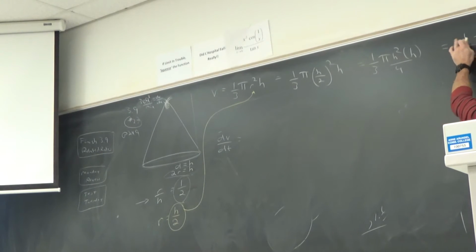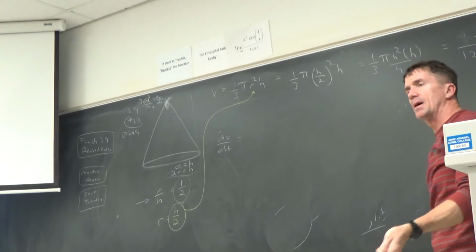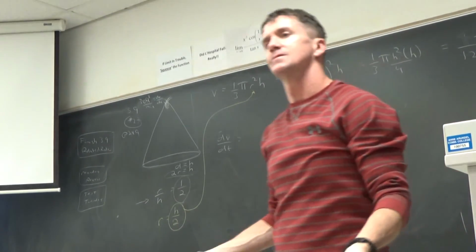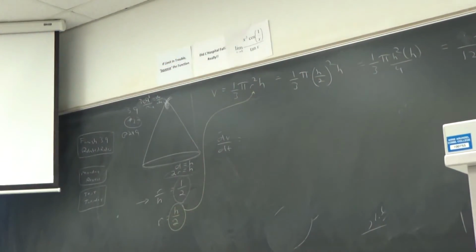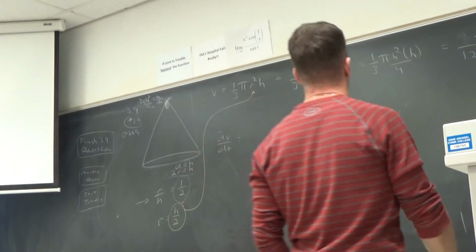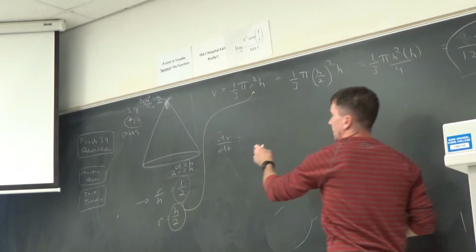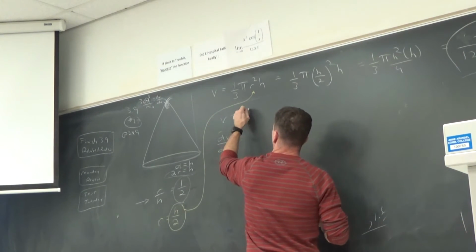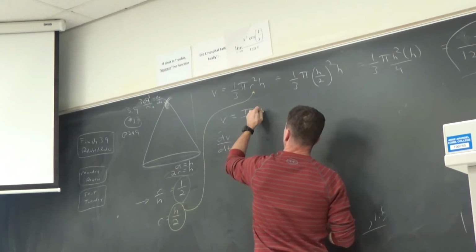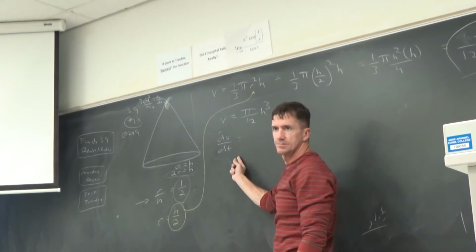I'll take that 1 off there. I can just say pi over 12 h cubed, that's it. Now we'll crush this problem. I'm going to write it again. Look, V is pi over 12 h cubed. Now we're rolling.